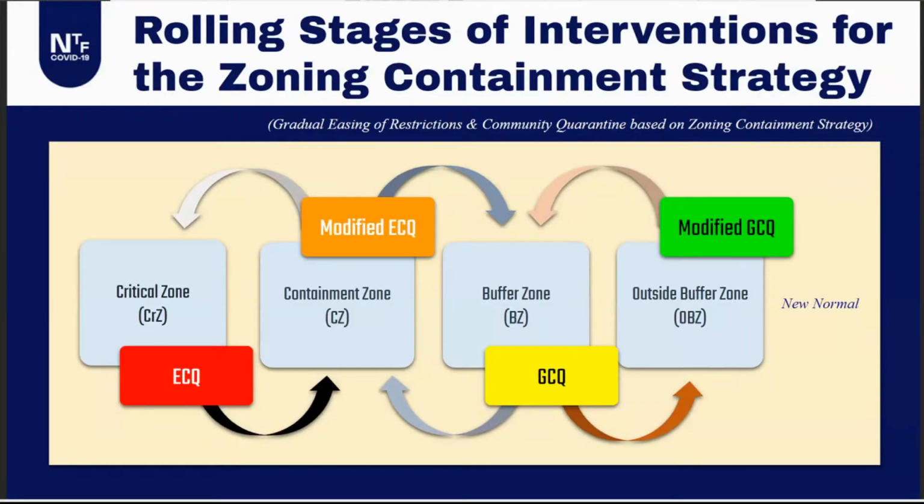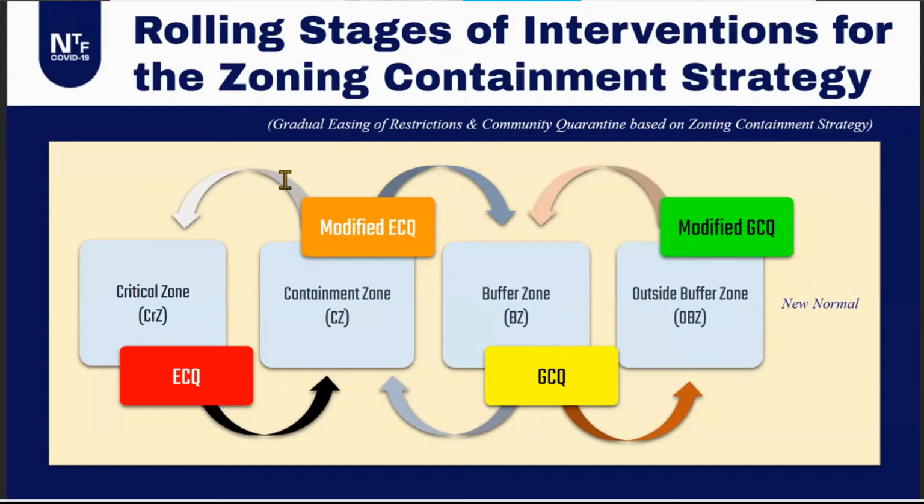And now we have discussed how specific geographic units can be classified into zones. Now, what interventions naman po can be implemented in these identified zones? So in the succeeding slides, we will discuss what interventions are needed to be implemented in the following zones, yung critical zone, containment, buffer, and outside buffer zone. The framework that we will use is the rolling stages of intervention.